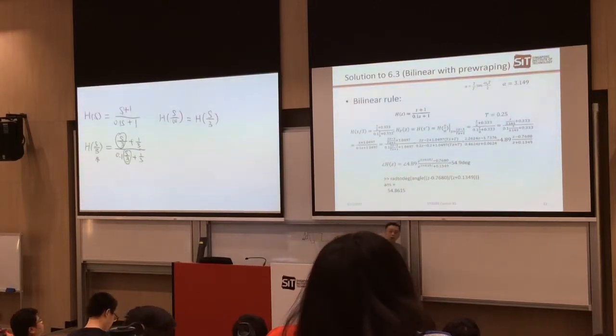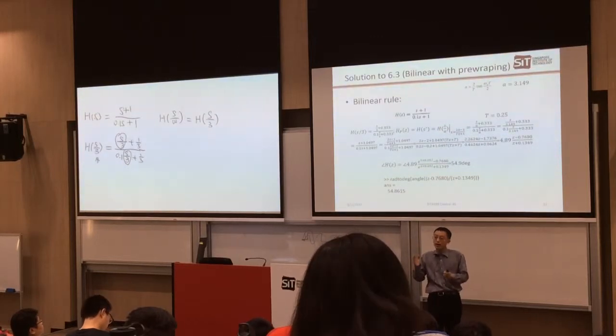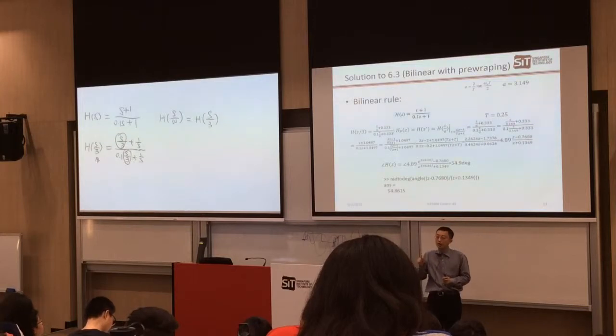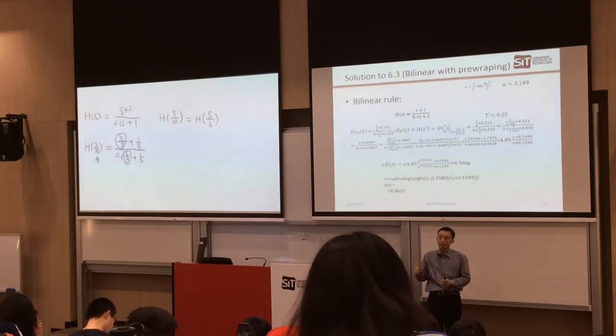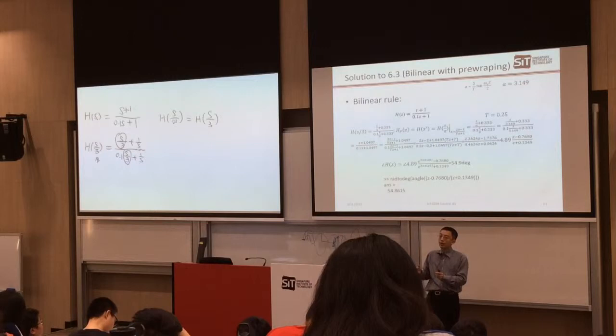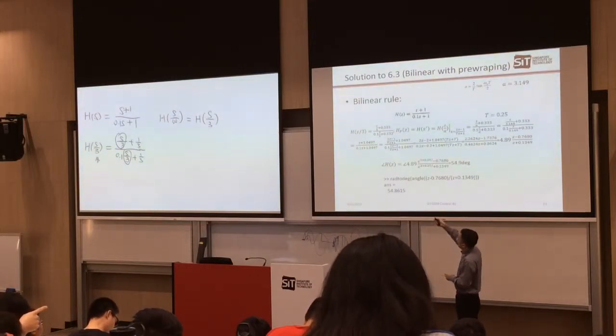So the first step, the function is the same, but you just rewrite your function instead of a variable of s. You write your function as a variable of s over omega. In this scenario, it's s over 3. So the function is still the same. You rewrite your variable from s to s over 3. Is it clear?